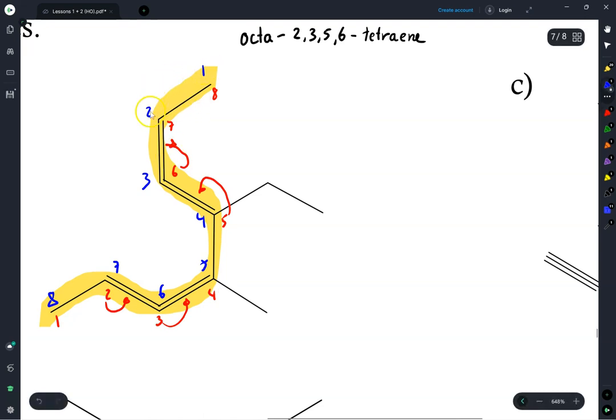Or if you chose to go right to left in blue, the address numbers of the double bonds are still 2, 3, 5, and 6. So in both directions it's 2, 3, 5, 6. So I'm just going to write 2, 3, 5, 6 regardless of which direction I chose.